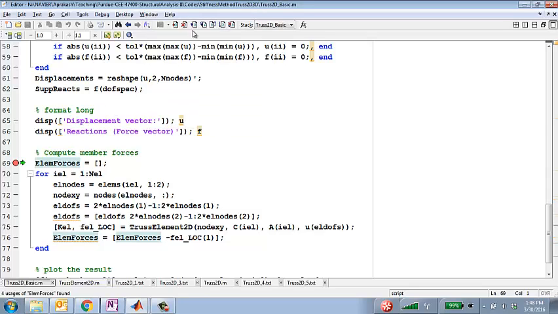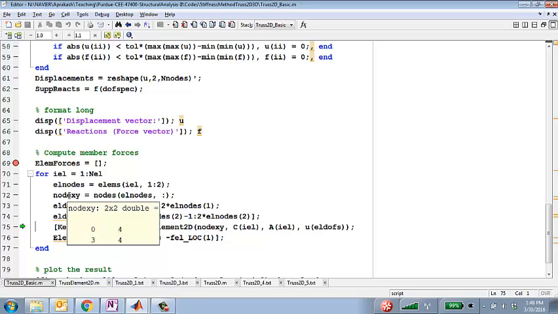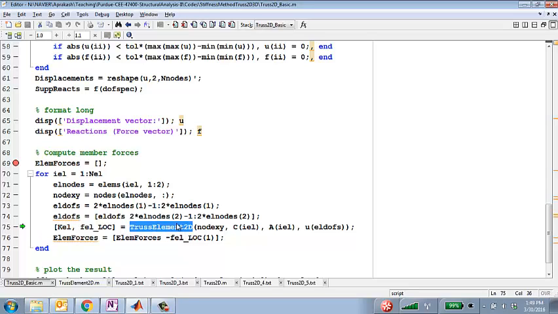At this point, I'll first create an empty vector called element forces. Then I will go to each element, again using that for loop, and let's see how we are calculating these element forces. I'll first check which nodes this element 1 is connected to. It's clearly connected to 1 and 2. I know the locations, the original undeformed locations. I know the degrees of freedom, 1, 2, and 3, 4. And then I'll again go back and call that truss subroutine.